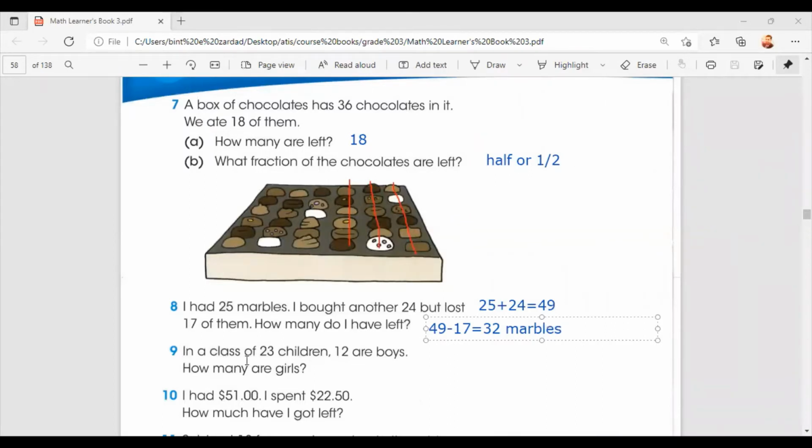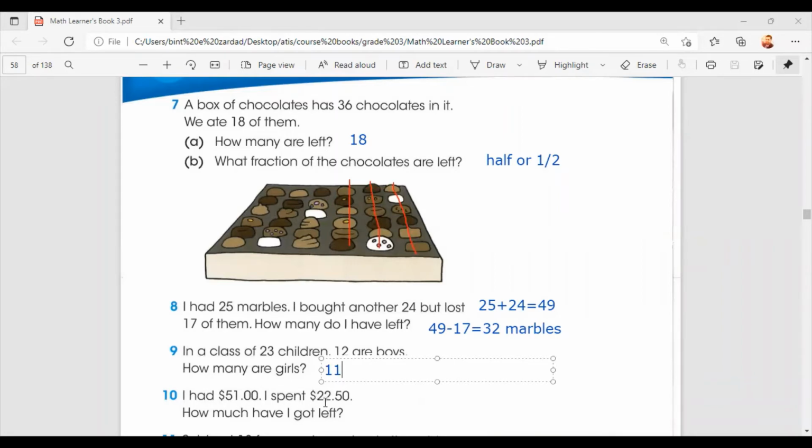Okay, in a class, 23 children, 12 are boys. How many girls? 23 minus 12 is equal to 11. So 11 are girls.